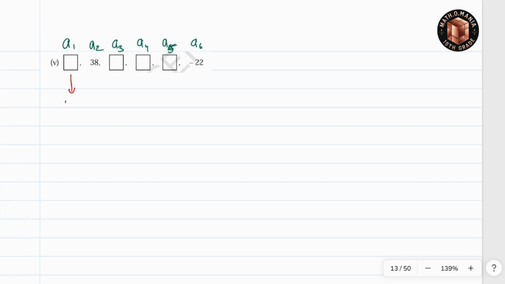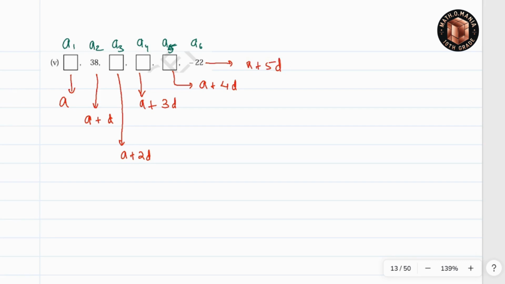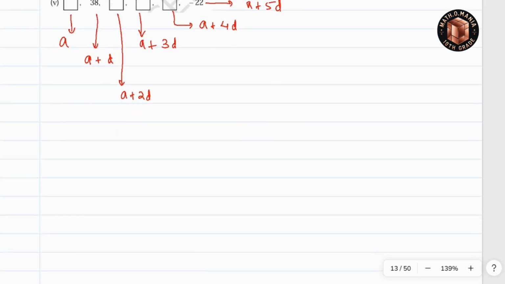Now, again, this can be written as: this is actually equal to A. Then this is equal to A plus D. This is A plus 2D. This is equal to A plus 3D. This is equal to A plus 4D. And this is A plus 5D. Right? Now, let us do the remaining portion.